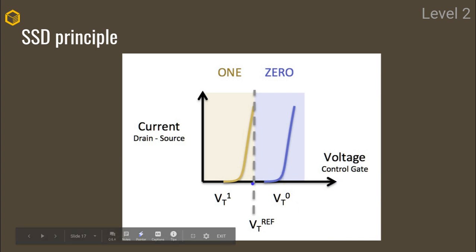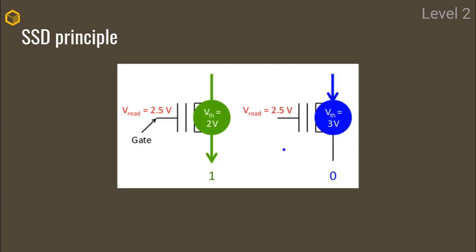And I'm going to see, okay, is current flowing? In this case it would. Then I know that I had a logical 1. And if current is not flowing because my threshold is bigger than my reference voltage, then the current is not flowing, and so I have a logic 0. And so this is how it would go.